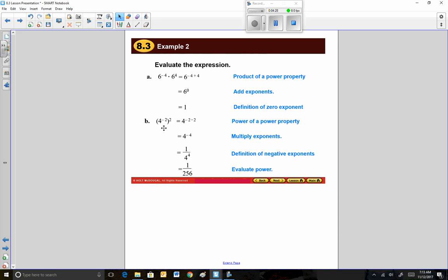Let's try this one. Notice we have the parentheses, so we have to do 2 times negative 2, which is our negative 4. So now we have 4 to the negative 4th. We will never leave negative exponents in our answers. So we need to bring this to the denominator. So 1 divided by 4 to the 4th power. What is 4 to the 4th power? You have to do 4 times 4 times 4 times 4. It's 256. All right.